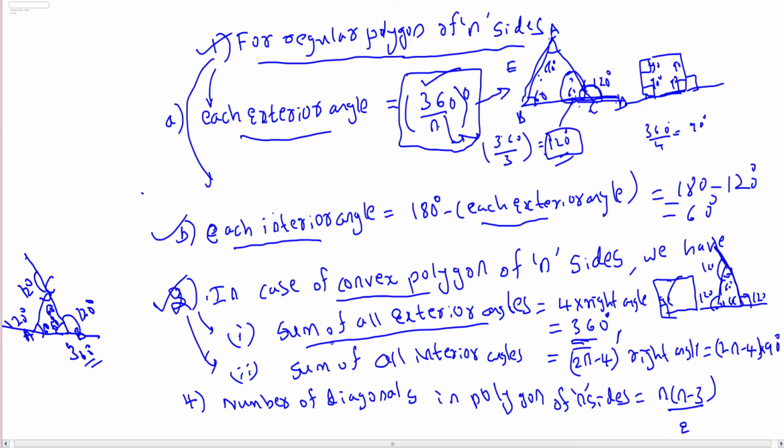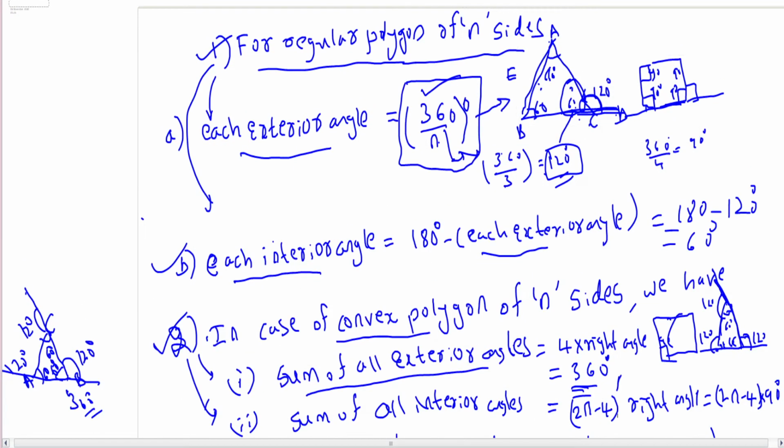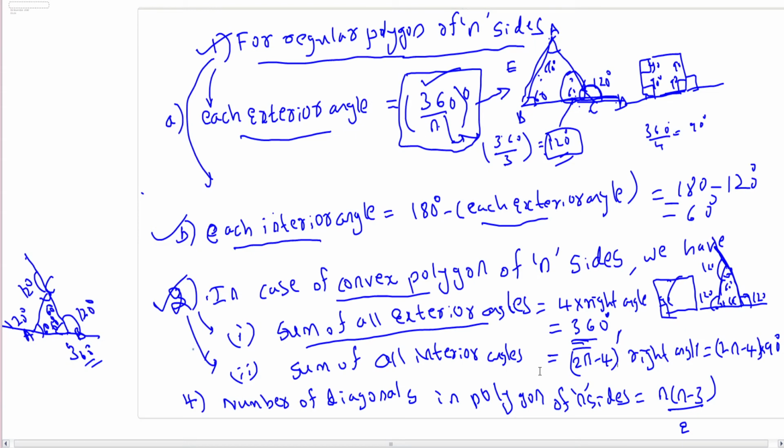Therefore, the sum of all exterior angles is 360 degrees. Okay. The next one is the sum of all interior angles. The sum of all interior angles is 2n minus 4 into right angle. Okay.